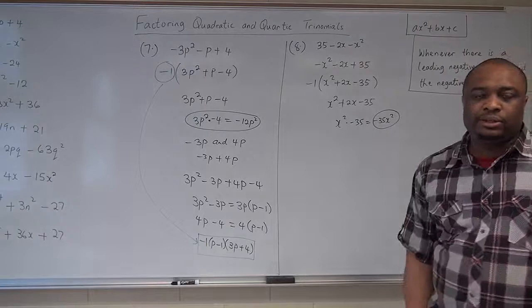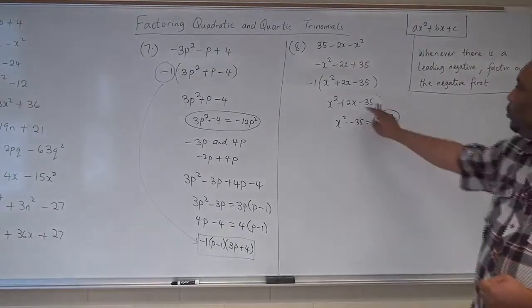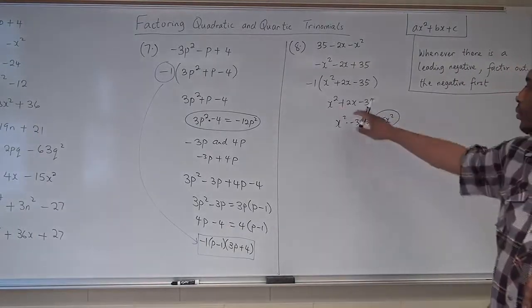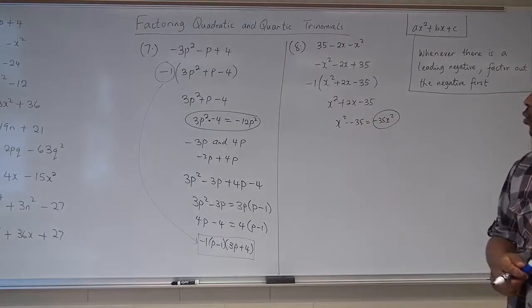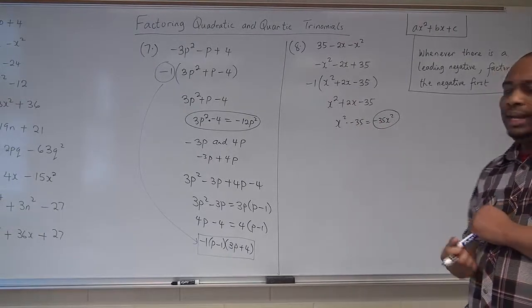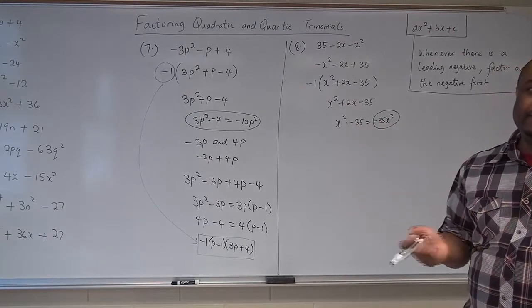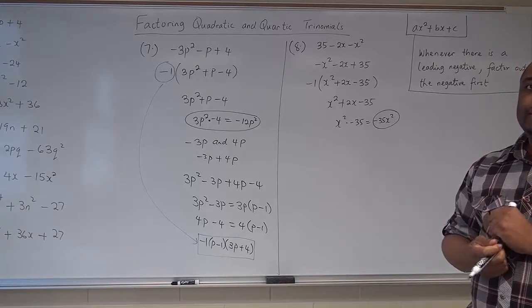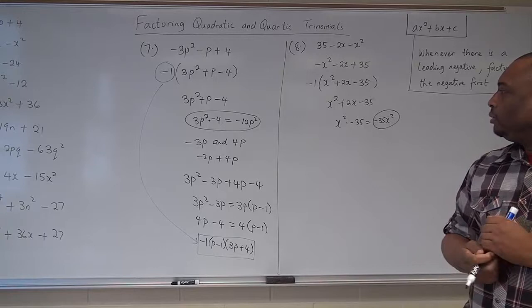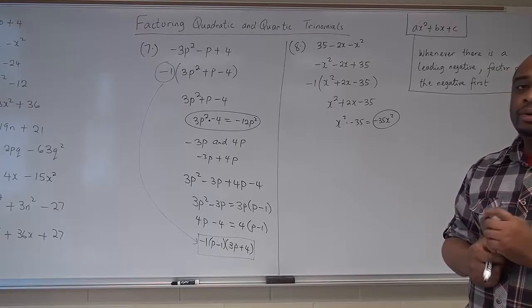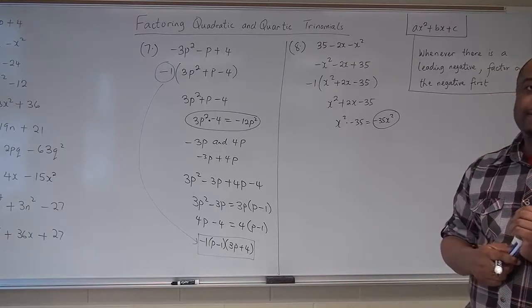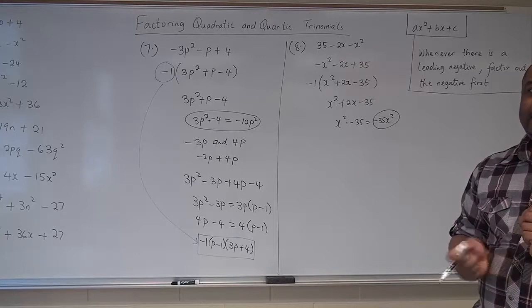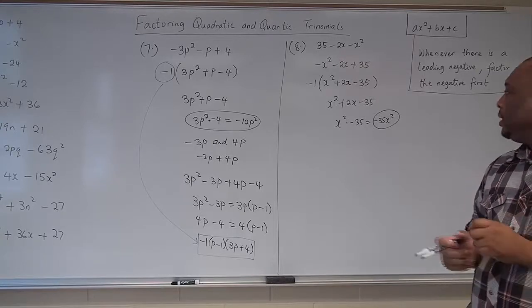So let's look at the factors that will give us, when we add them, 2x. 1x and negative 35x won't work. 1 and negative 35 won't work. Negative 1 and 35 will not work. 2 will not work. 3 will not work. 4 will not work. 5x and negative 7x. Okay?